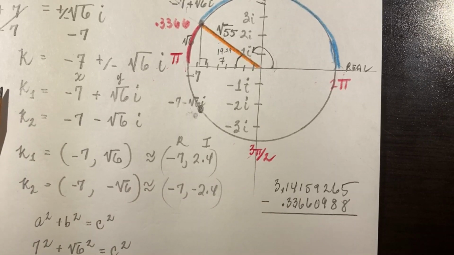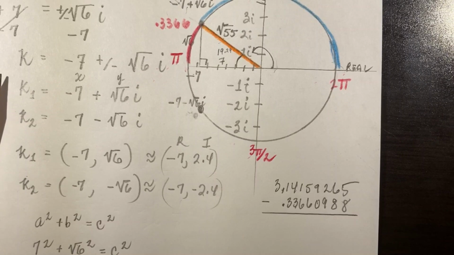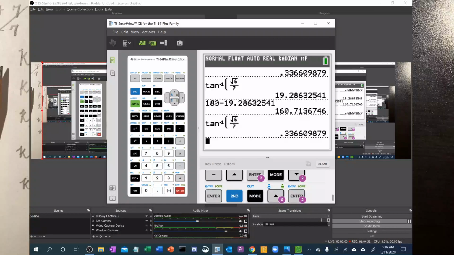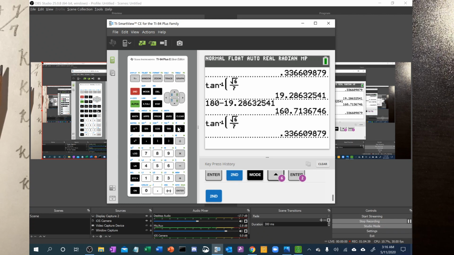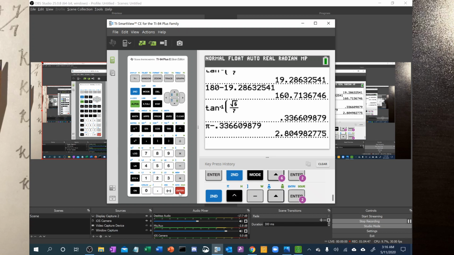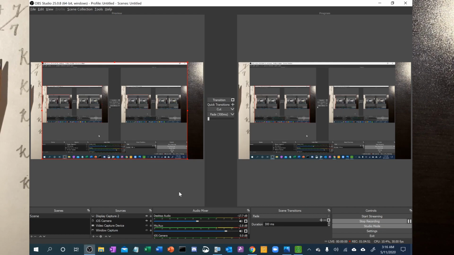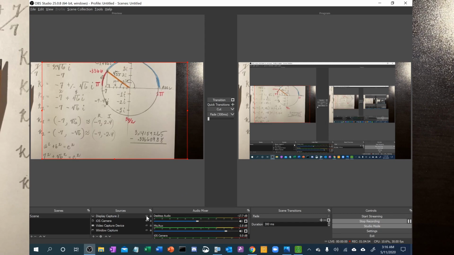So what we want to do is, let me get my display capture back on. We want to take pi, you can get that pi symbol right there, minus that, and this is going to give us that blue arc. Ready? Boom. 2.8049. Well, let's go back to the work surface.